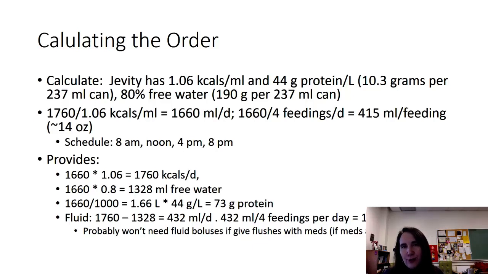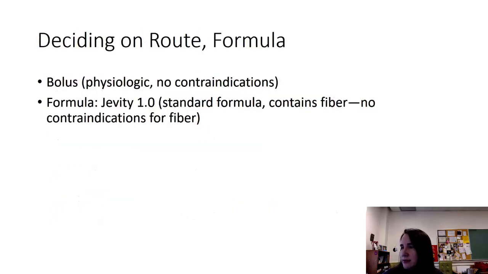Well, we've estimated her order, we've decided it's going to be bolus, but then we want to back calculate to make sure we did it right. So we take her 1,660 mils, multiply by 1.06. We're like, yep, she's going to get exactly 1,760 calories. Then we take her 1,660, multiply by 80%, determine she has 1,328 mils of free water. And then we take her 1,660 mils again, convert it to liters, multiply by 44 grams per liter, and determine she's going to get 73 grams of protein, which will meet her estimated needs, right?